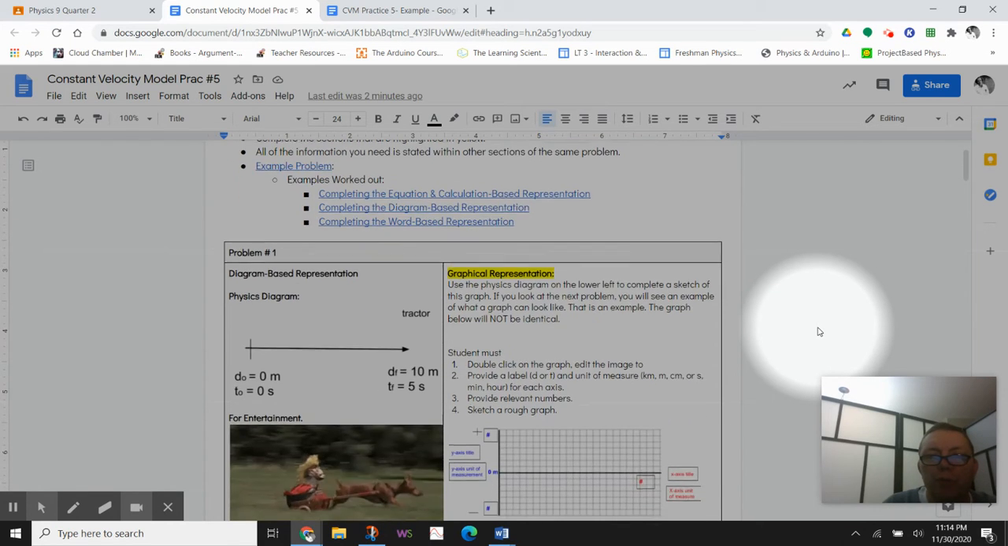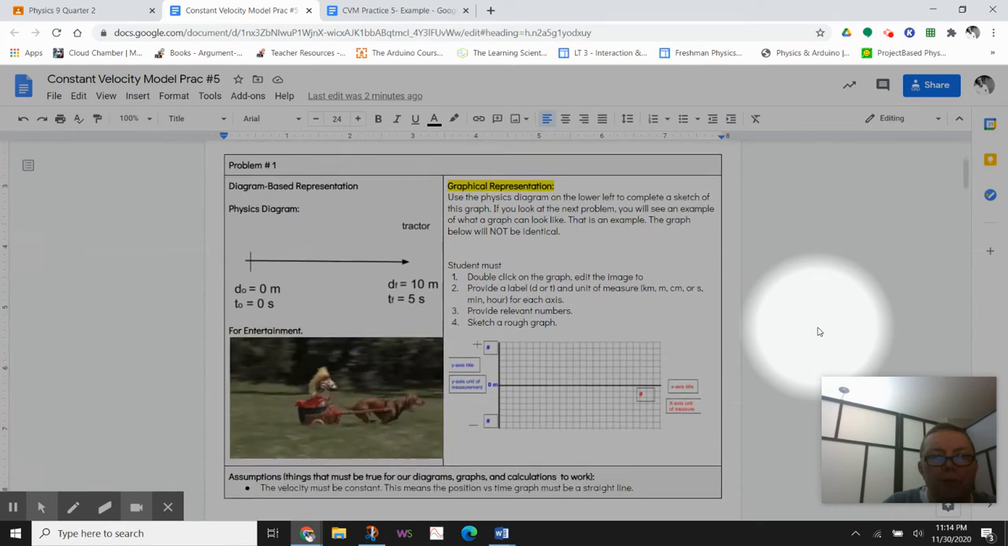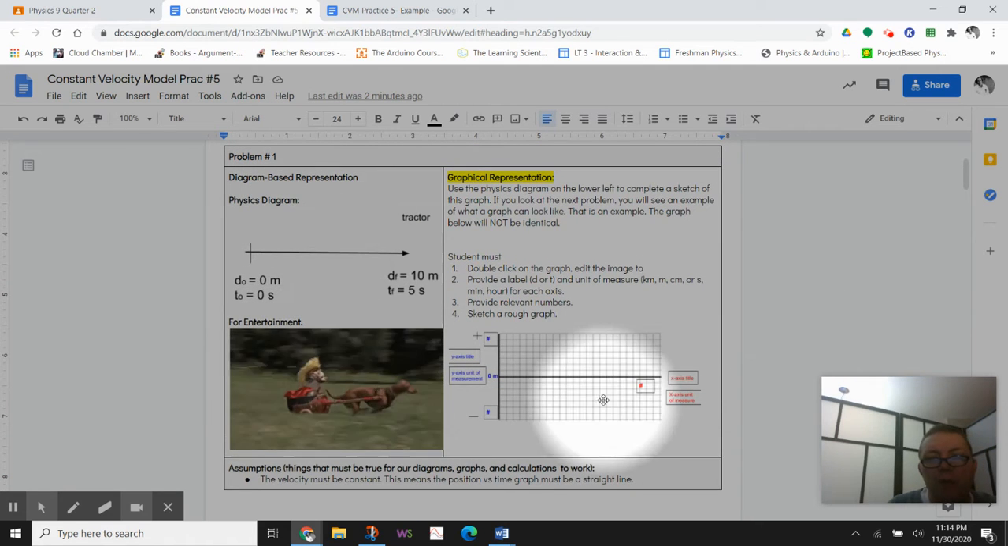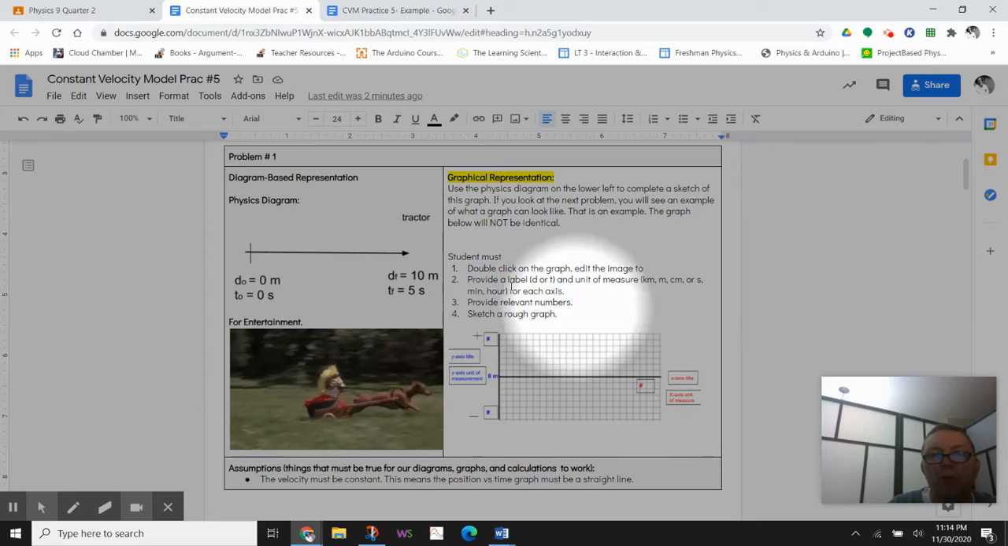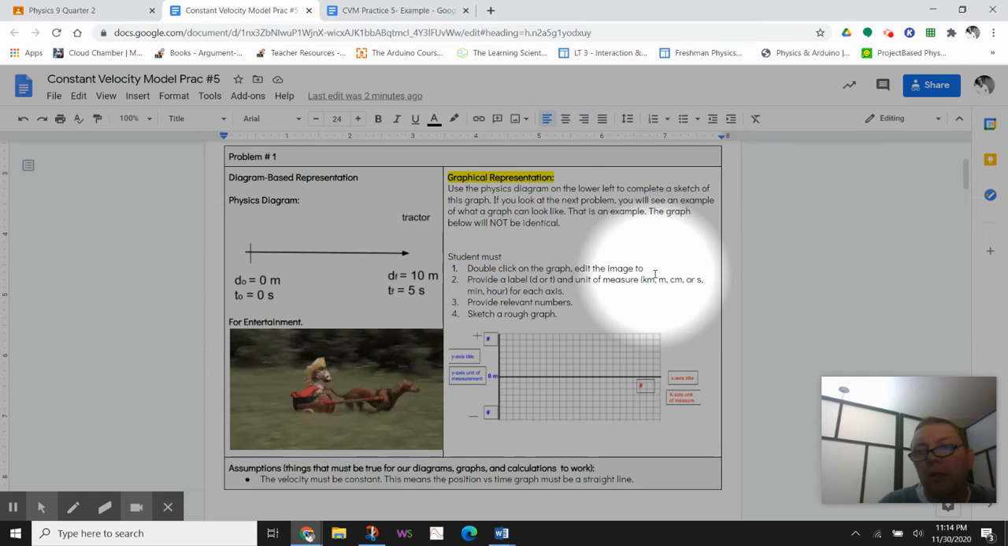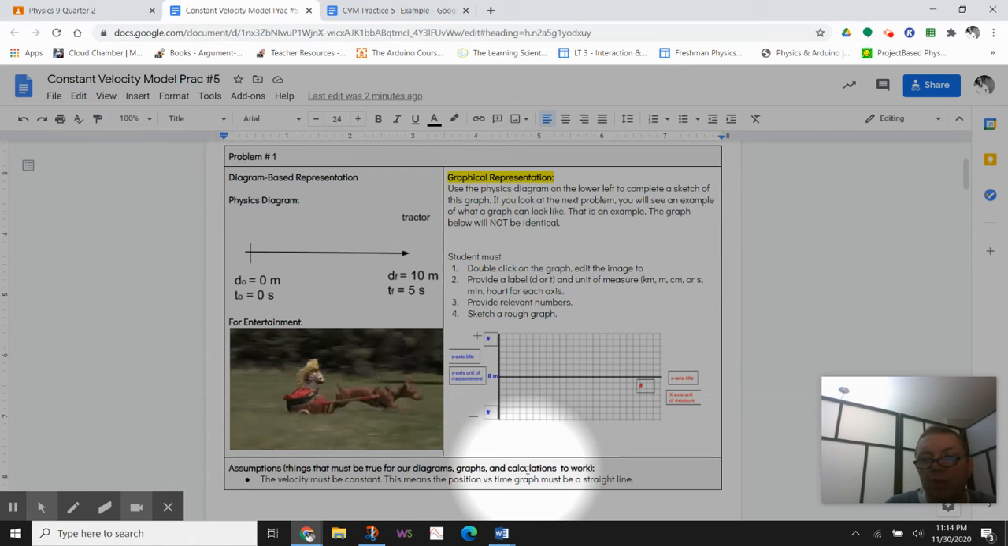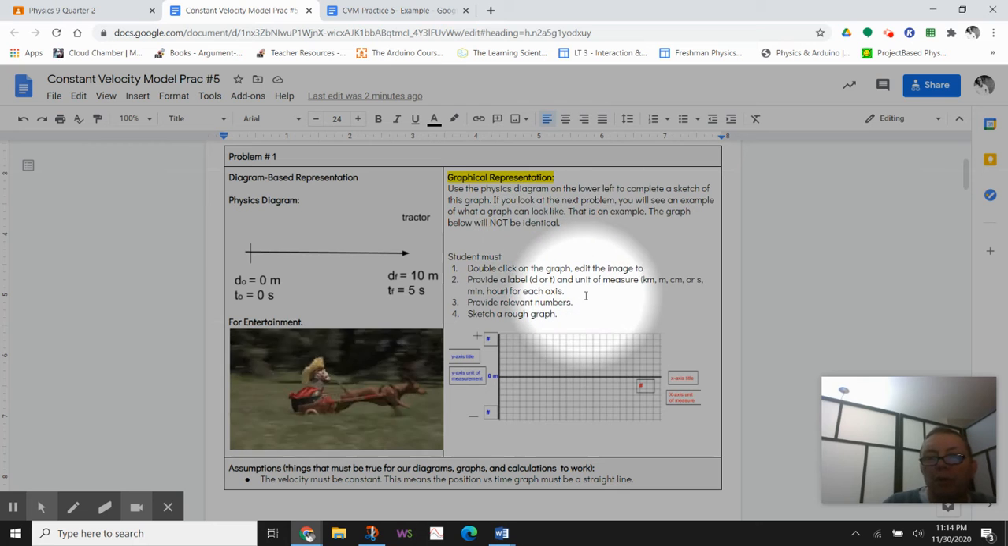I'm going to scroll through this really quick. You'll notice on question one, problem one, there's a part that's more grayed out, and then there's a part that's not grayed out. That not grayed out part is the assignment for that question. However, you definitely need the other portions to figure out how to do this question.